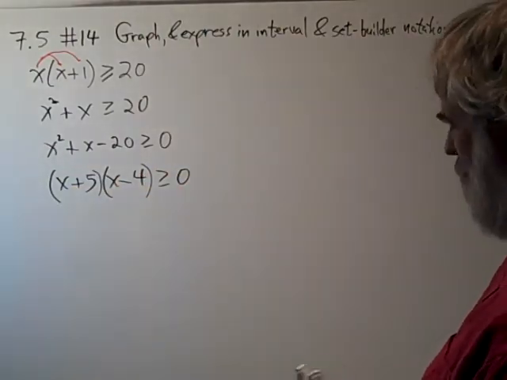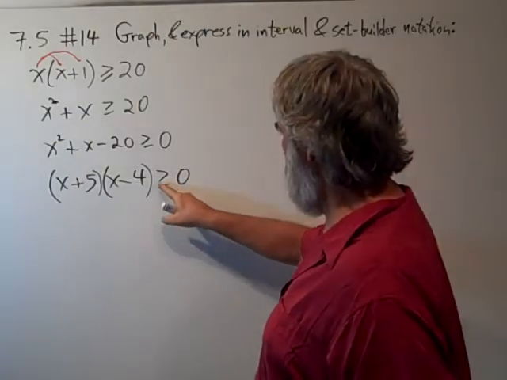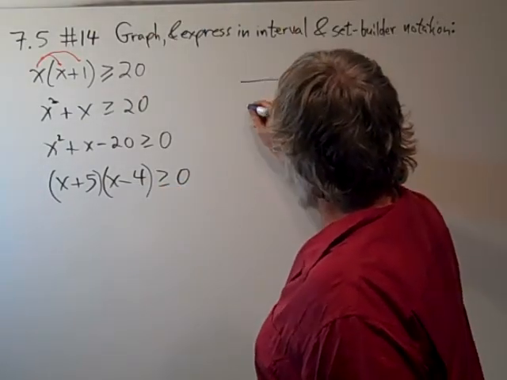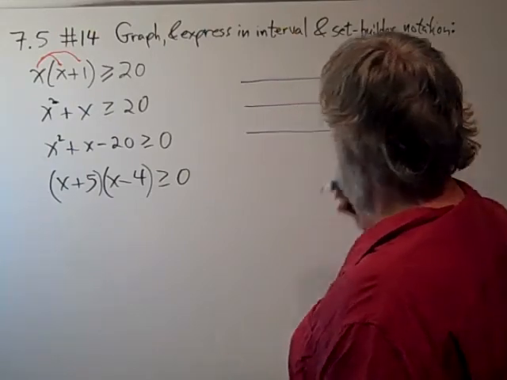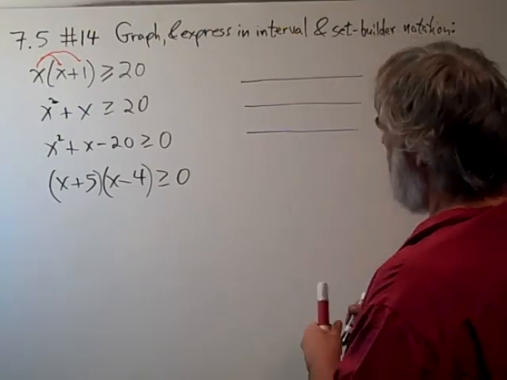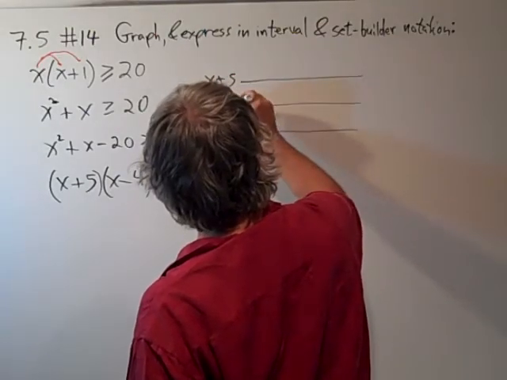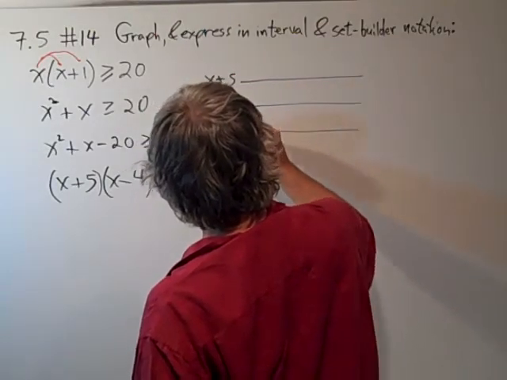Okay, now we can determine where this is positive or equal to 0 by making a line for each of the two factors and a line for the product. So this will be the line for x plus 5, x minus 4, and the product of the two.